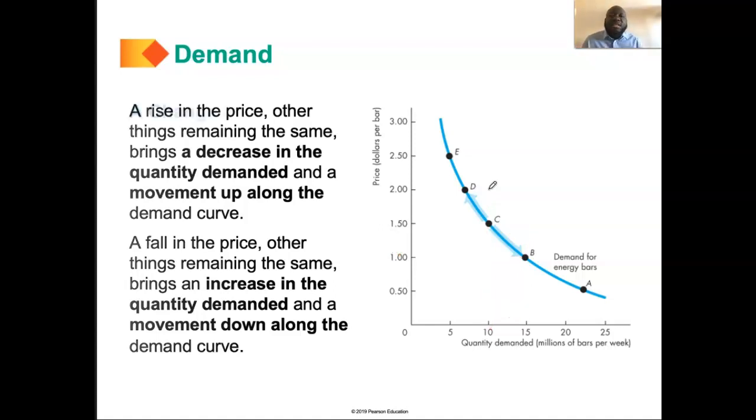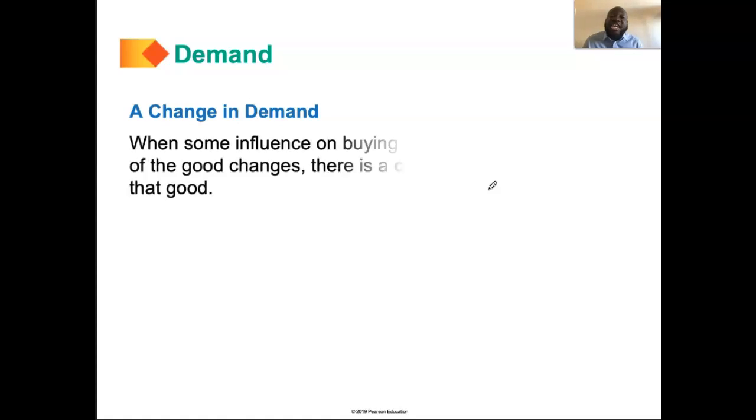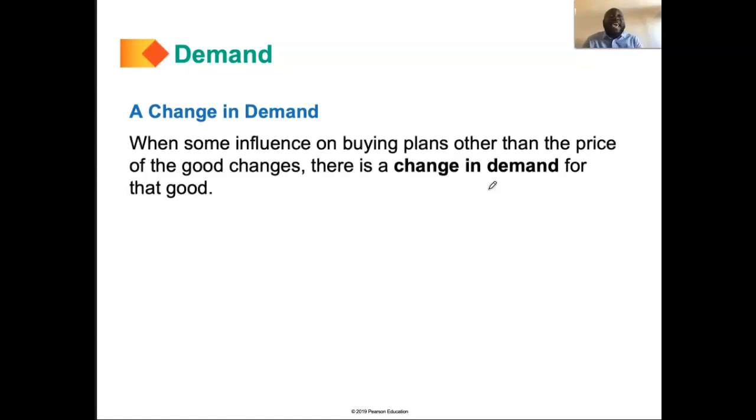Now we'll look at a change in demand. And what is a change in demand? A change in demand has to do with any factor other than the price of the good influencing buying plans.